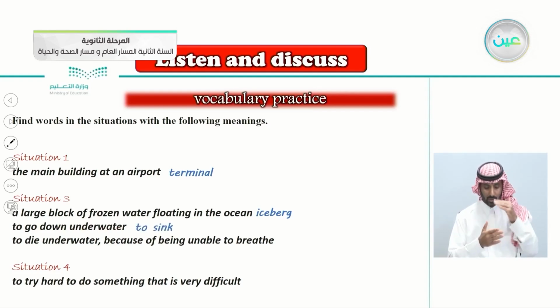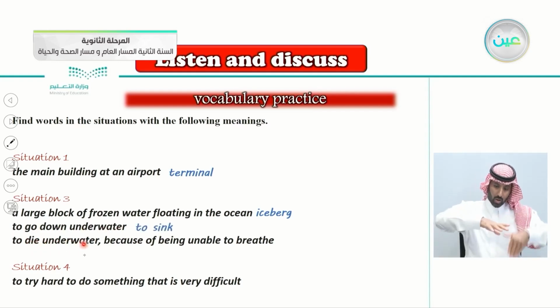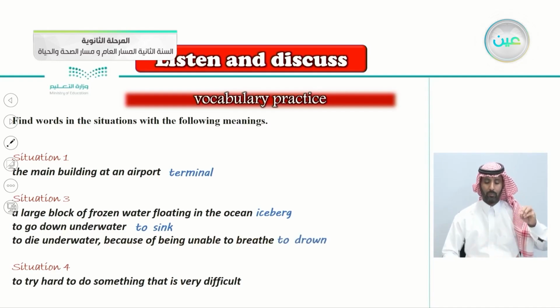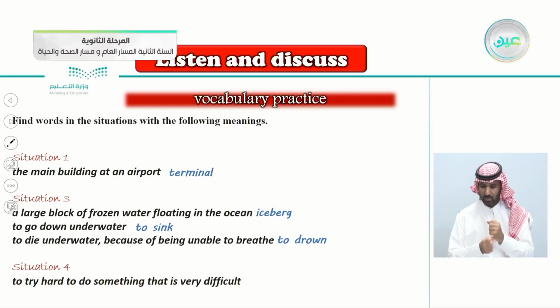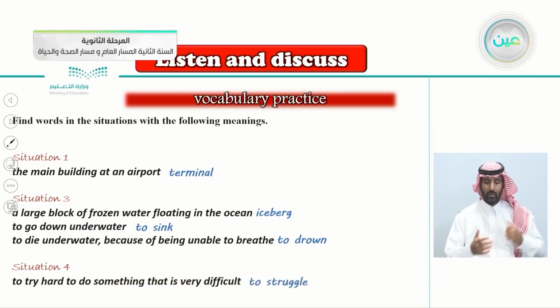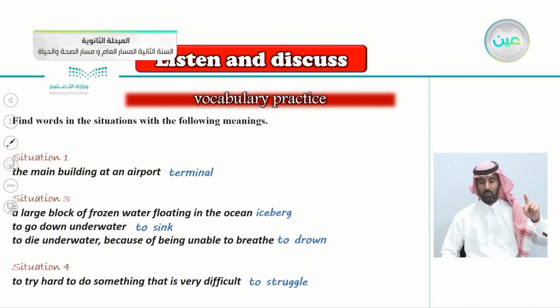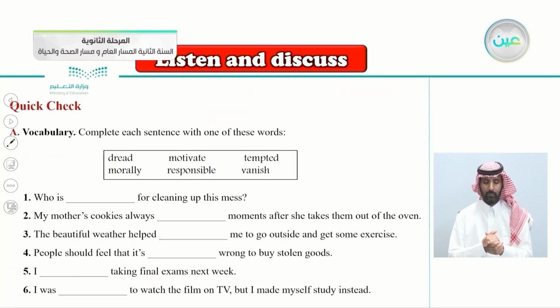To go down underwater, what do we say? Yes, to sink. To die underwater because of being unable to breathe. When you're unable to breathe and you're dying, what do we call it? Yes, we call it drowning. In situation 4, to try hard to do something that is very difficult. So we call it struggle. When you say I'm struggling, it means you are trying to do something that is very difficult.